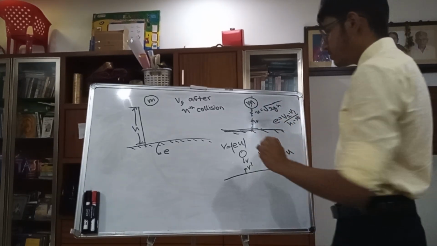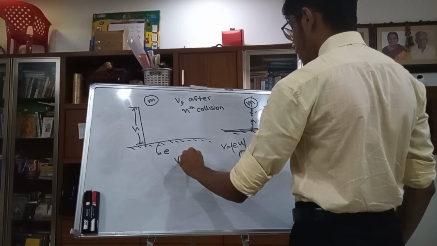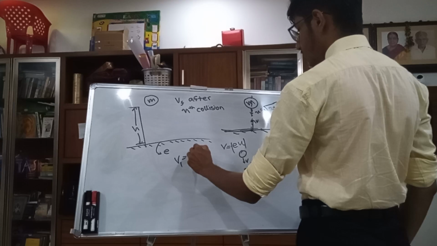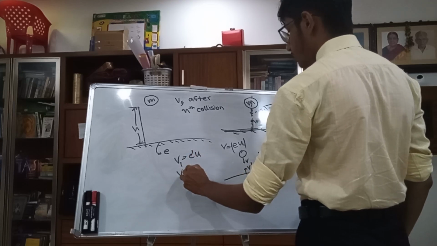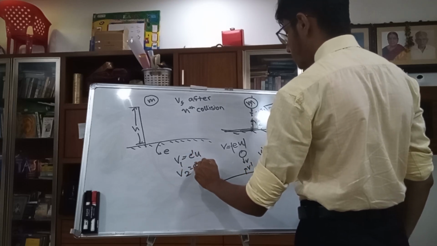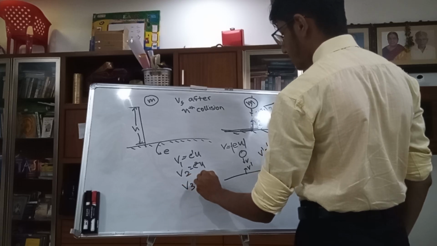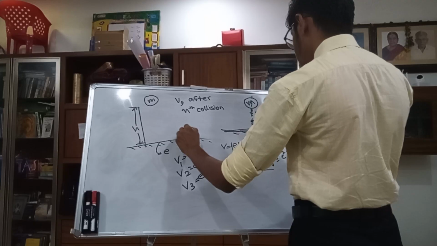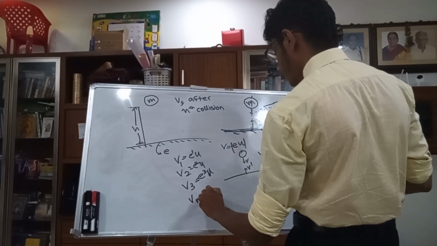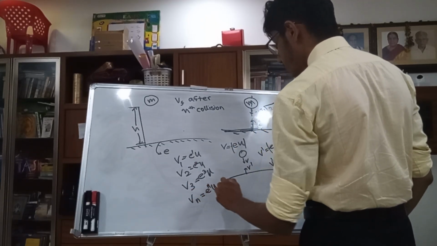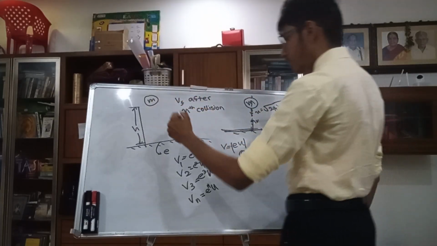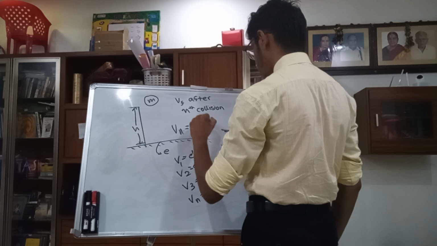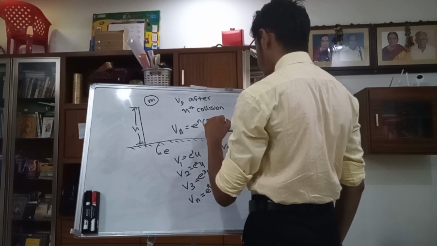Observe. This is where you need to observe. First collision, v equals e power 1 u. Second collision, we got e power 2 u. Third collision, if you solve and check, you will get e power 3 u. Now can I tell that during the nth collision, the speed is going to be e power n u, and they are asking in terms of h. So Vn is equal to e power n root 2gh. Simple.